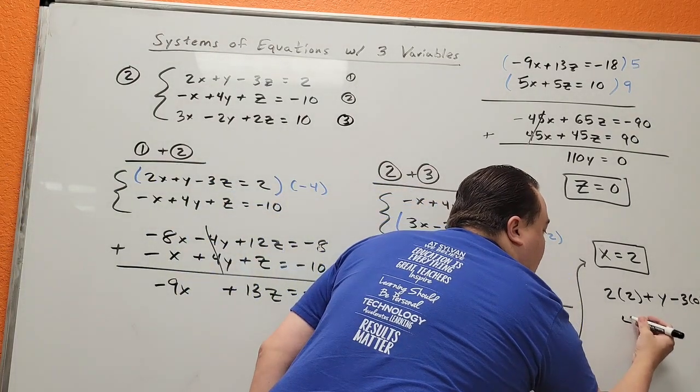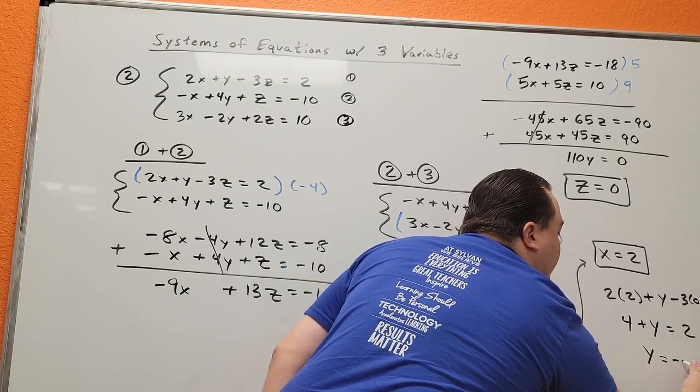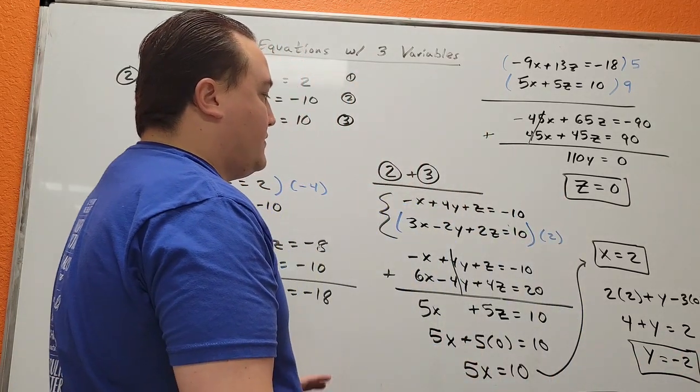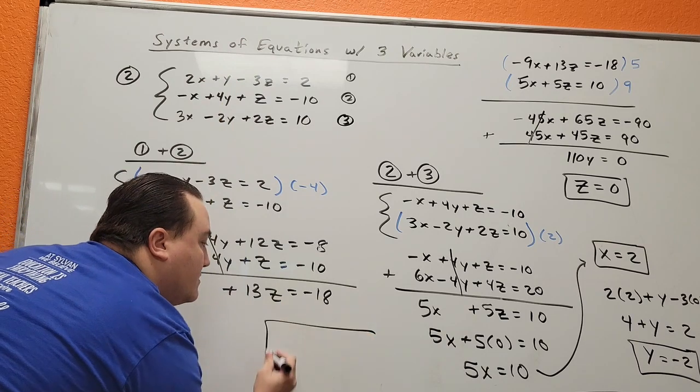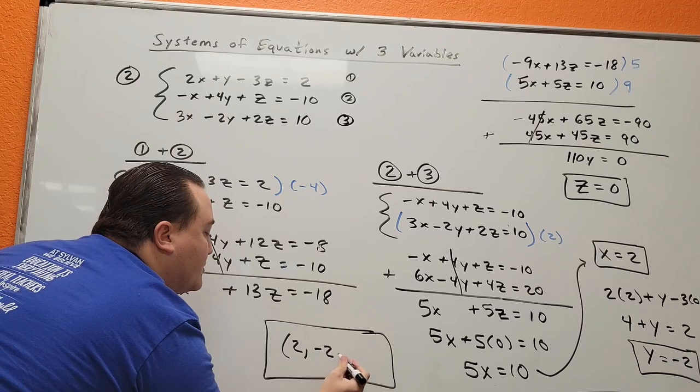That's gone, so that's 4 plus y equals 2, and y equals negative 2. There is our answer there. If you want to write it like a coordinate point, x, y, z, it would be 2, negative 2, 0.